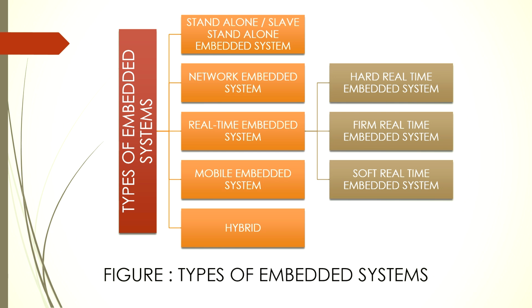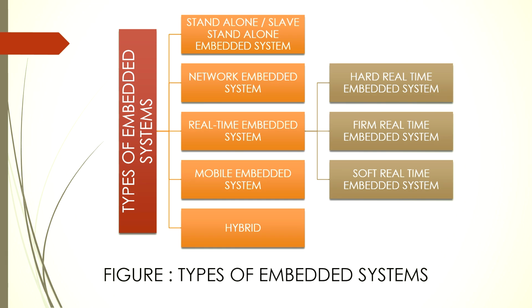Coming to real-time embedded systems. Real-time embedded systems are the embedded systems which are designed to take action or decision within a specific amount of time. These are time-bounded systems where time is strictly followed. If the time is not strictly followed, then there would be a possibility of loss of property or human life.